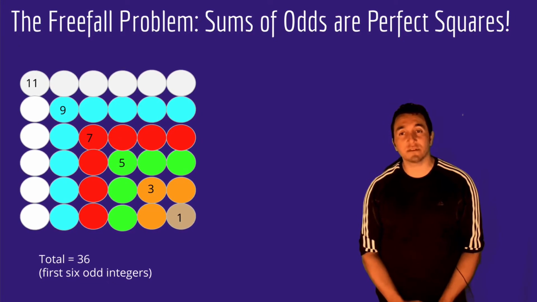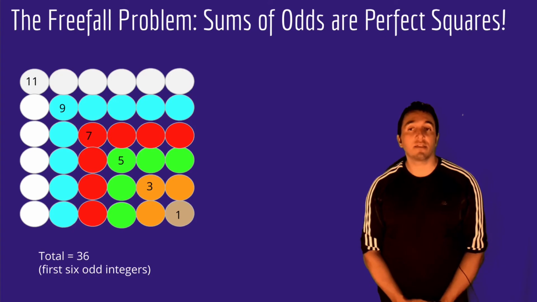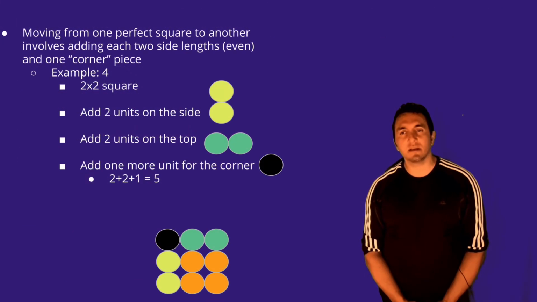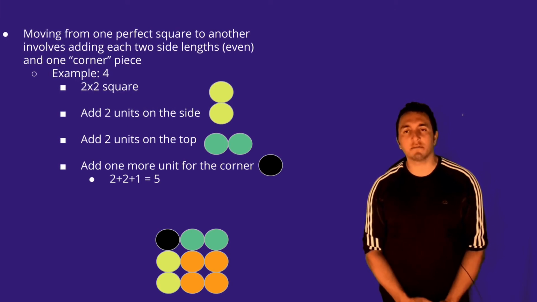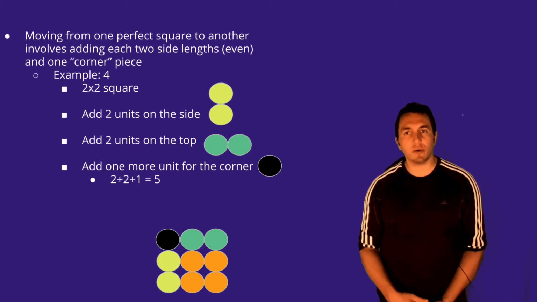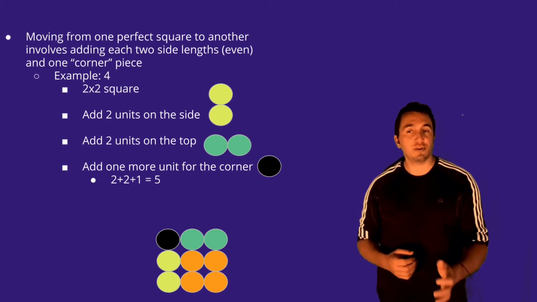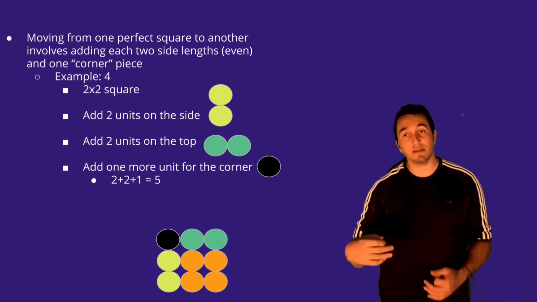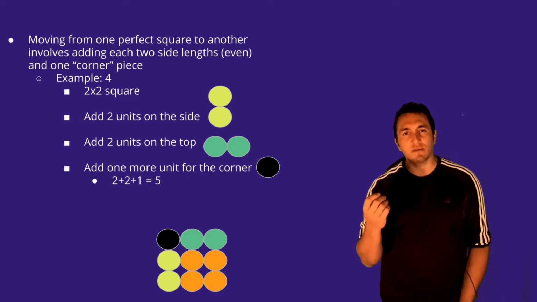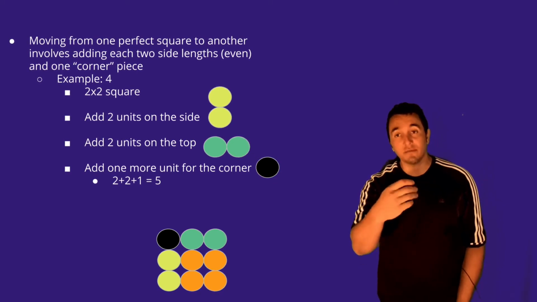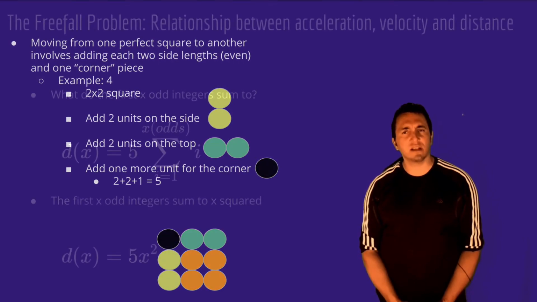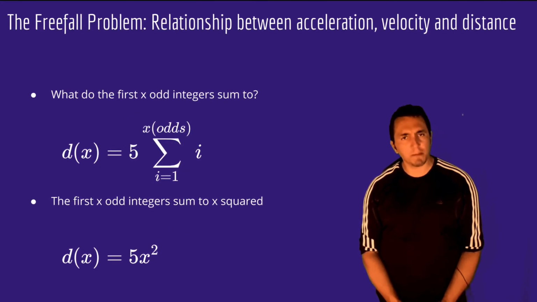So the sum of the first 6 odd integers is 36. And we can see geometrically why that is. It's because starting at any perfect square, for example 4, to make the next square, you have to add 2 units on the bottom, 2 units on the top. That's going to be even because it's a perfect square, but also the unit for the corner piece, or the one left over. Okay, so now that we've made that observation, this equation gets a little bit simpler.